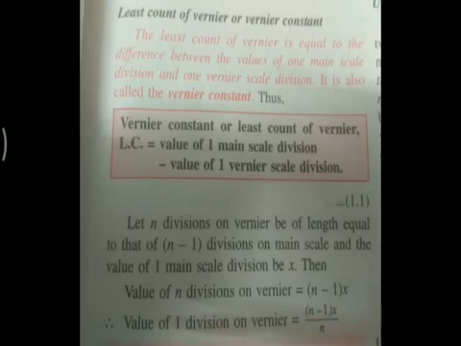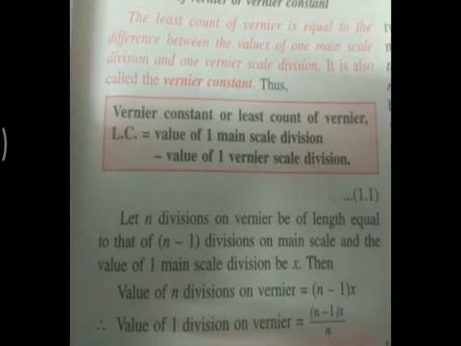Another method is that we go with the mathematical method. Let n divisions of the vernier be of the length equal to n minus 1 divisions. In the last we have seen that the vernier scale always coincides with the 9th division of the main scale. That means the total 10 divisions of the vernier will coincide with the 9 divisions of the main scale. It will not cover the total 10 divisions, right? So let n divisions of the vernier scale be of length equal to n minus 1 divisions on the main scale, right?